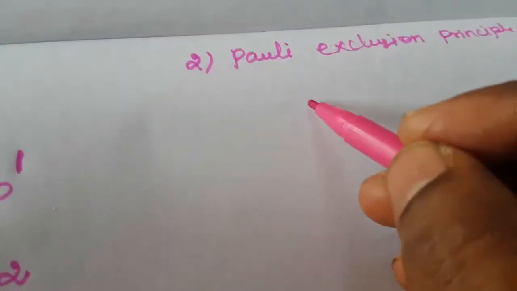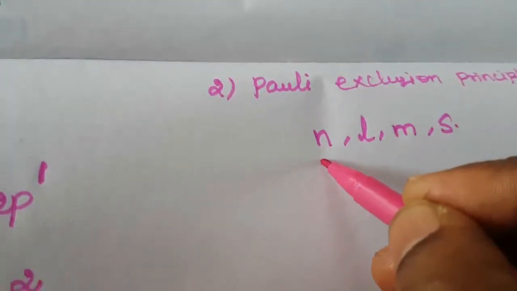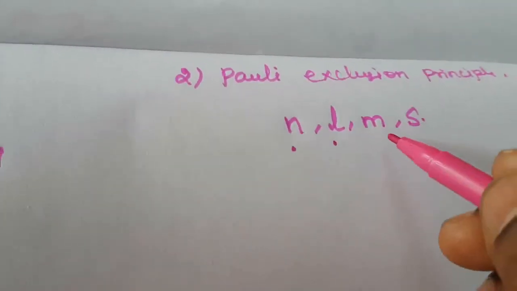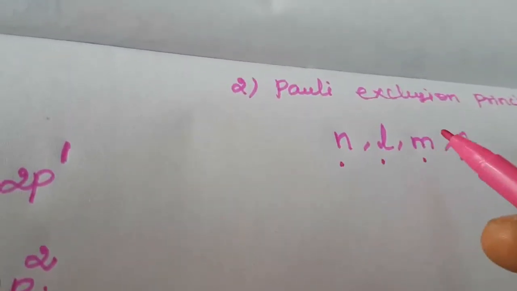What are the four quantum numbers? n, l, m and s. What is n? The principal quantum number. l is the azimuthal quantum number. m is the magnetic quantum number. s is the spin quantum number. All four quantum numbers are not the same.